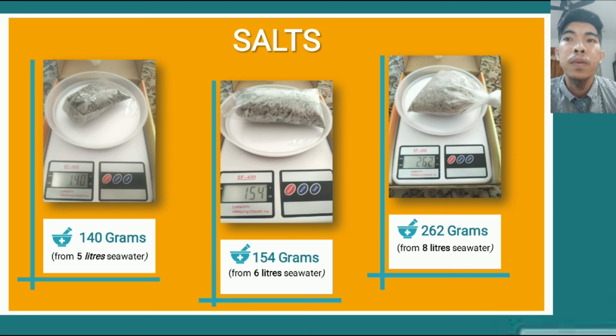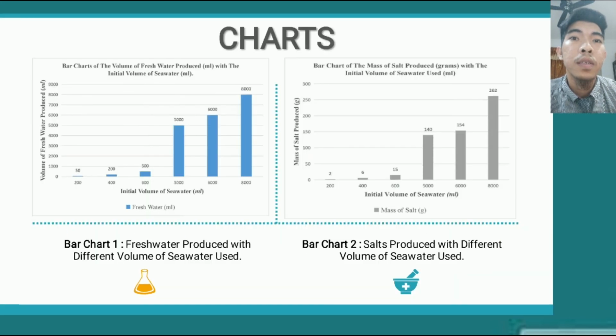The mass of salt obtained at the end of the experiment keeps increasing from experiment 1 until experiment 6, as you can see. Thus, we can conclude that the quantity of salt produced and also the fresh water produced keep increasing with the greater volume of seawater used.